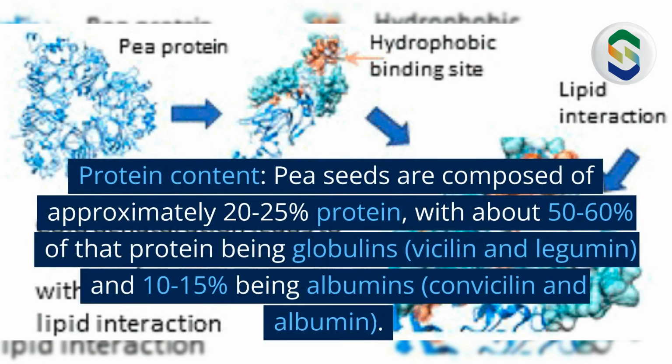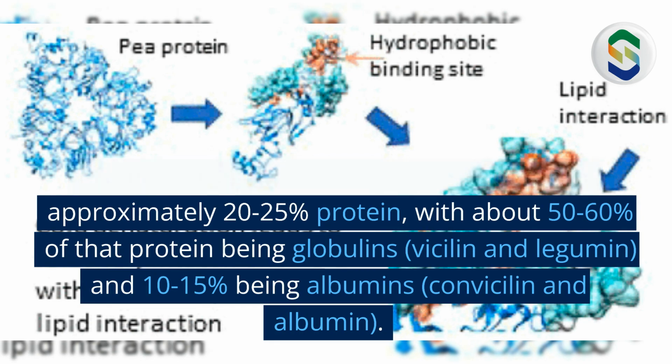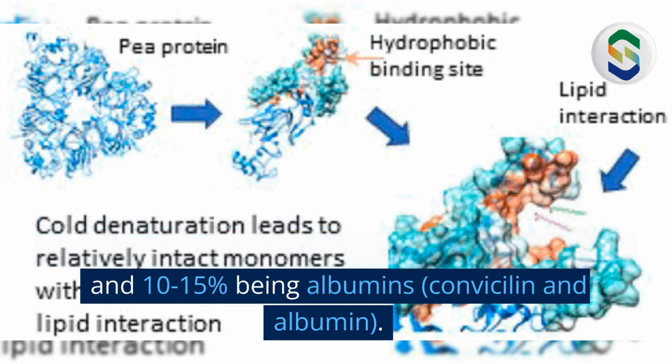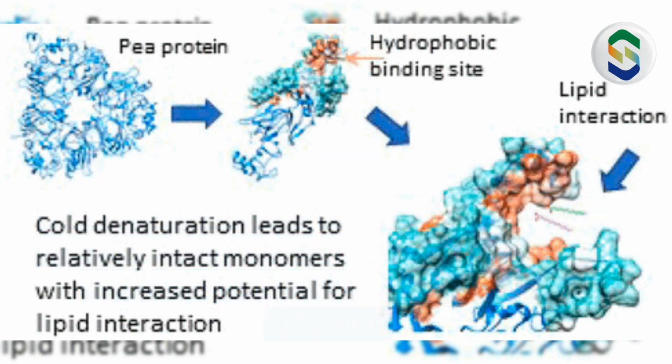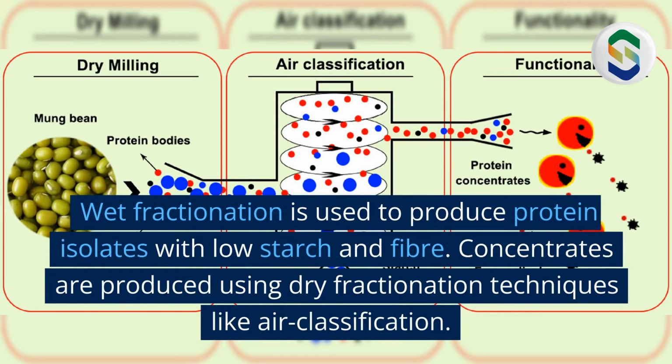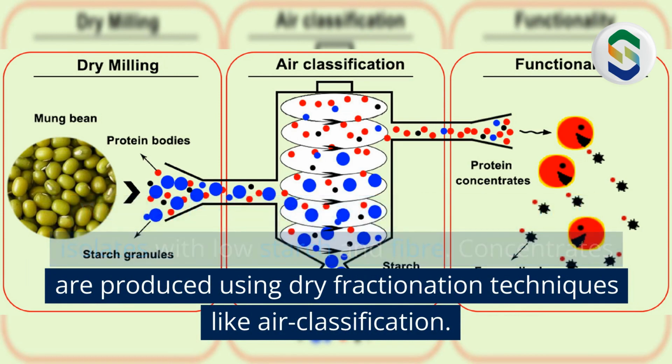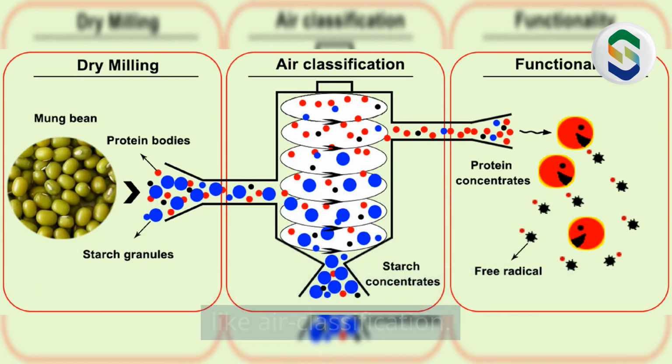Protein content. Pea seeds are composed of approximately 20 to 25% protein, with about 50 to 60% of that protein being globulins, vicilin and legumin, and 10 to 15% being albumins, conv icilin and albumin. Wet fractionation is used to produce protein isolates with low starch and fiber. Concentrates are produced using dry fractionation techniques like air classification.